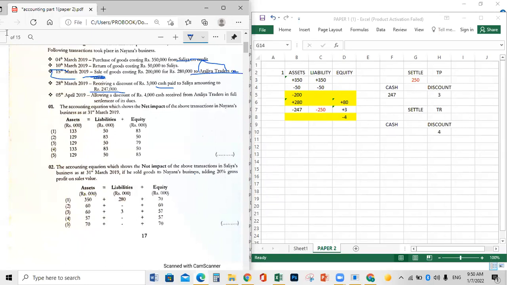Quickly tell me, how much should Aurelia pay us? 280,000. Aurelia Limited should pay us 280,000. Yes? Did I miss a transaction? Wait, I didn't read the question. I'm sorry. Yes, you're correct.